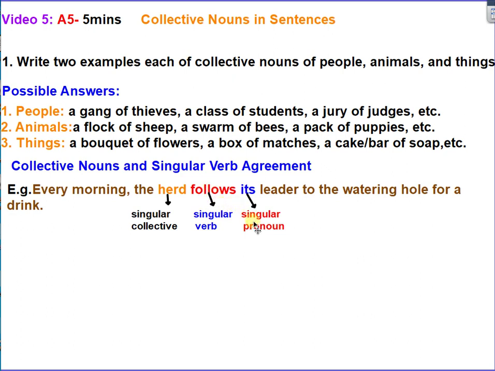And if you look at this pronoun, it is a singular pronoun, that is a possessive pronoun, its. Okay, so with this, you can easily identify a noun or collective noun as singular. Therefore, it must be used with a singular verb or singular pronouns. I hope this example will help you to do the next activity.